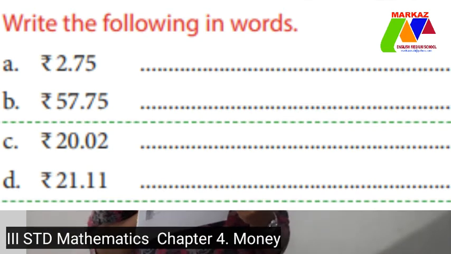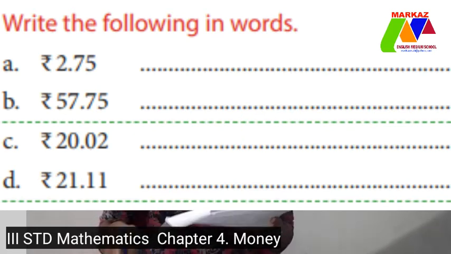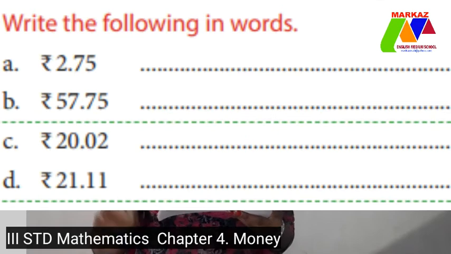The next one, 57 rupees 75 paise. So the next C and D portions you have to do by yourself. Okay. Now let us check the next one.